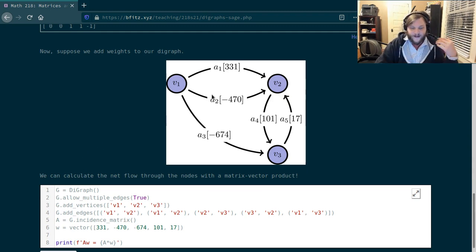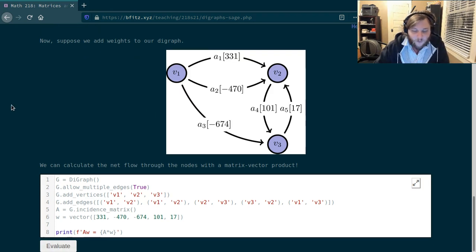So for weighted digraphs, you add weights to the arrows, or you tag each arrow with a weight. So here I have the same exact directed graph, but now I've attached weights to each arrow. So I have these terrible numbers. A1 has weight 331, A2 is weight -470, so on and so forth.